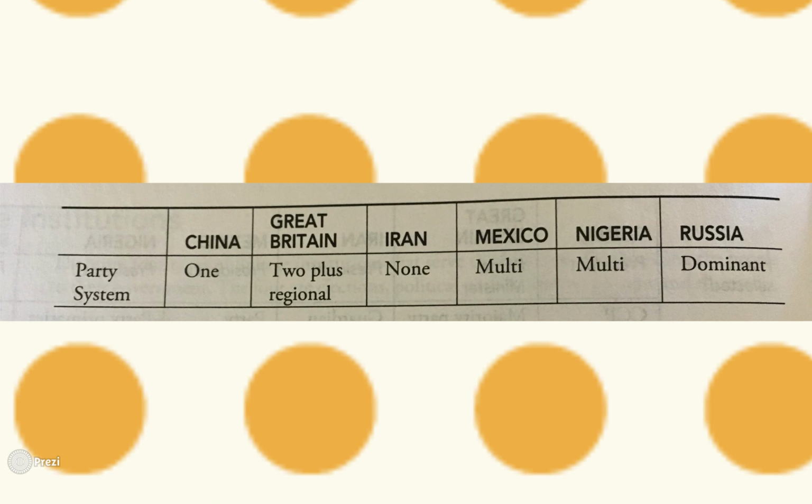So here you have the breakdown of what different kinds of party systems each country has. China has a one-party system, obviously the Communist Party. You have a two-party system in Great Britain, plus regional parties. They tend to be much more able to have representation from third parties than in the United States, and we'll talk about why when we get to the Great Britain unit. Iran has no official party system, which I find really interesting. Mexico and Nigeria both have multi-party systems, and then Russia has what we call a dominant party system.